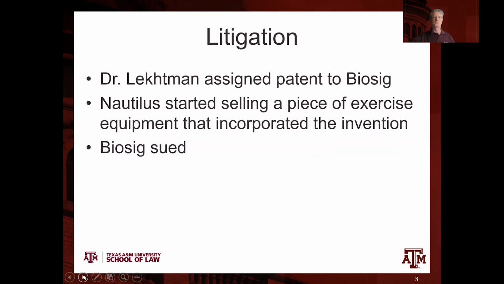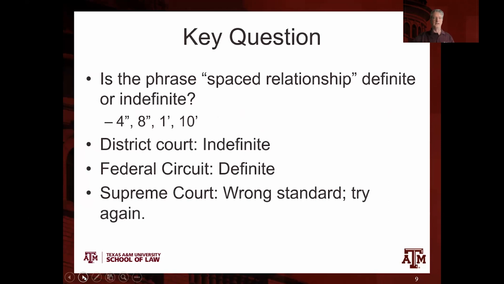And so Dr. Leckman here assigned his patent to BioSig, and when Nautilus begins selling a piece of exercise equipment that incorporated his invention, BioSig, now the patent owner, sues for patent infringement. And because Nautilus knows, hey, we're going to fall within the literal scope of these patents, we need to argue invalidity. What are our best invalidity arguments? Novelty, obviousness, lack of utility, not enabled, not written description.